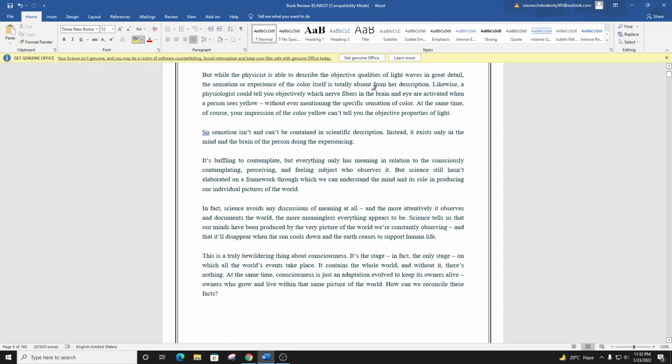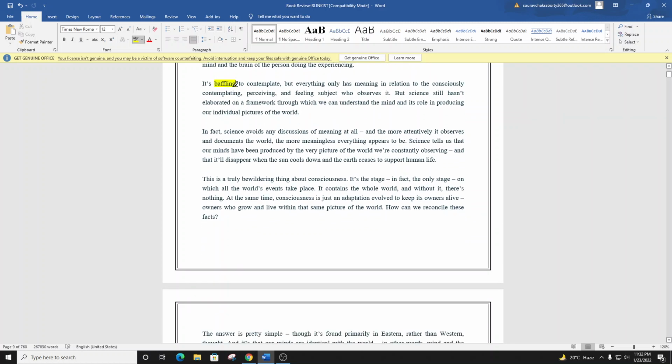Likewise, a physiologist could tell you objectively which nerve fibers in the brain and eye are activated when a person sees yellow, without ever mentioning the specific sensation of color. At the same time, of course, your impression of the color yellow can't tell you the objective properties of light. So, sensation isn't and can't be contained in scientific description. Instead, it exists only in the mind and the brain of the person doing the experiencing.